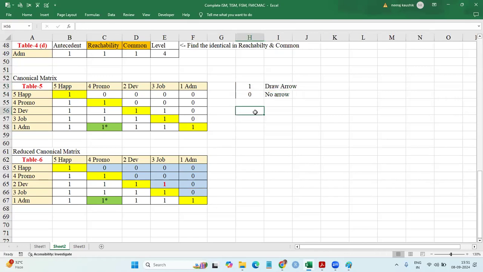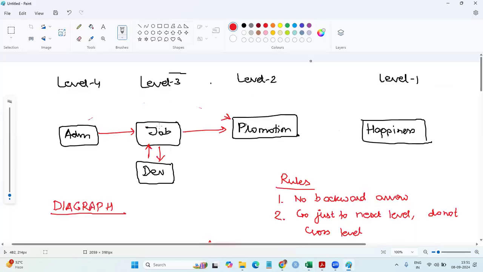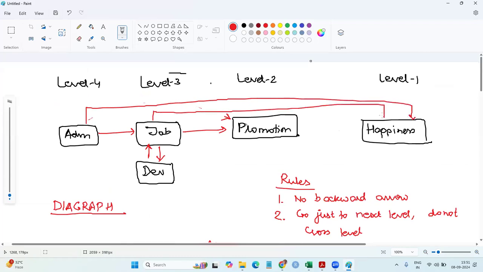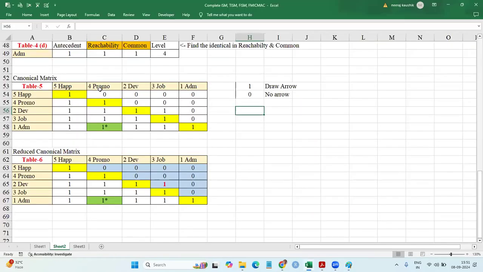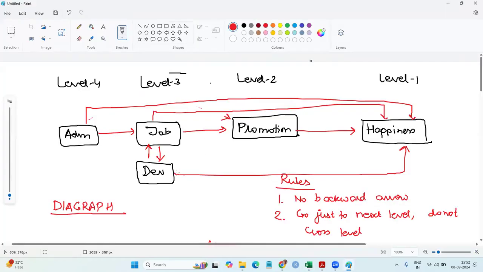Let's go ahead with that. So initially we will say from all go to happiness. So I will go from here to happiness. From job, I will go to happiness. From promotion to happiness. From development to happiness. Second, it says to promotion, except happiness, from all. So job, this will also go. And from admission also, we will make an arrow like that.